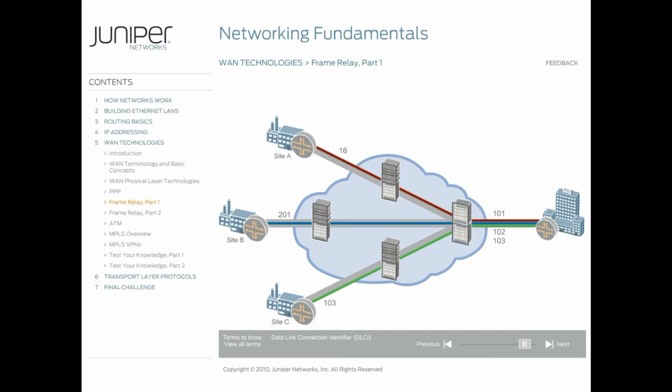For instance, in the example shown on screen, consider the virtual circuit shown in red between the router at Site A and the router at headquarters. The router at Site A and Switch 1 identify this connection using DLCI 16. But the router at headquarters and Switch 2 identify this connection as DLCI 101. In fact, the Frame Relay network really only exists between the router and the provider switch. What happens inside the cloud, or how the data gets from one end of the virtual circuit to the other, might be different from provider to provider. Frame Relay does not define a standard way of switching data inside the cloud.